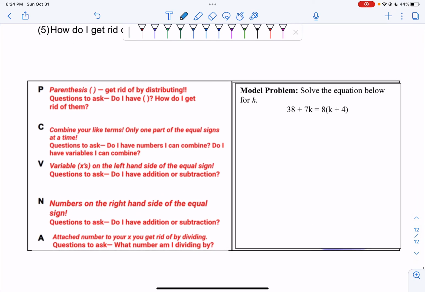So given the equation 38 plus 7k equals 8 times (k plus 4), solve for k. The first thing I'm going to do is write out PCVNA next to my equation. As we can see, parentheses get rid of by distributing. Questions to ask: do you have parentheses? How do you get rid of them? We do have parentheses. We're going to get rid of them by distributing.